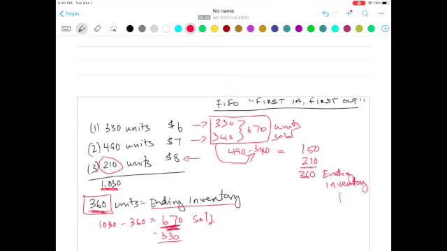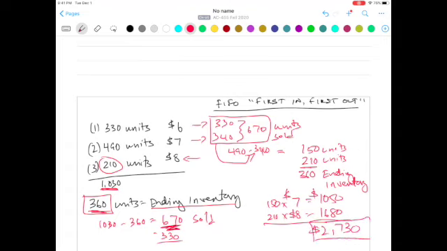And now the question is, what's the cost of this ending inventory? What's the dollar amount? Remember, these are the units, but we need to actually put a price to them. Well, we've got 150 times 7 and 210 times 8. I'm going to do this on the side here. 150 times 7 is 1,050. 210 times 8 is 1,680, which tells us that our ending inventory is 2,730. This is the answer.